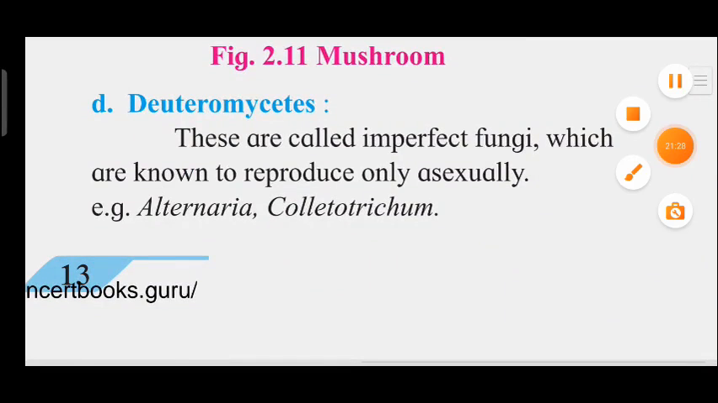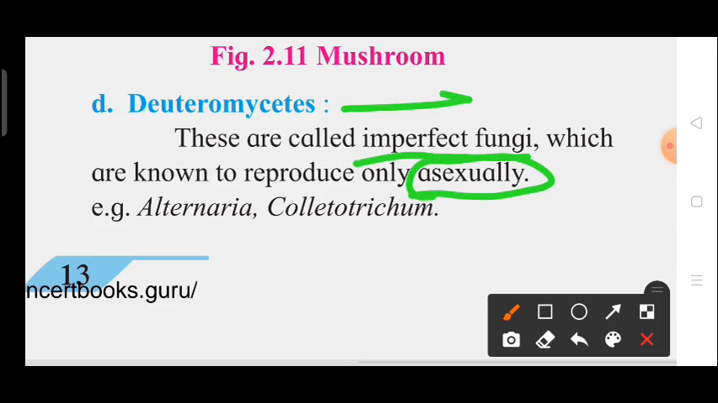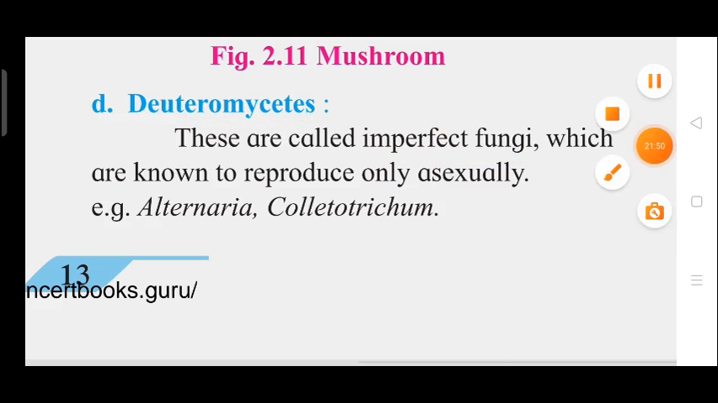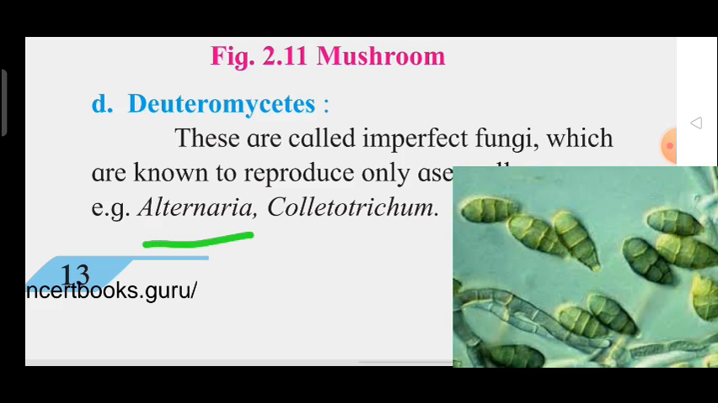Then the Deuteromycetes. Deuteromycetes are called imperfect fungi, which are known to reproduce asexually. Okay, we know that fungi show sexual as well as asexual types of reproduction, but Deuteromycetes show only asexual reproduction, and the examples are Alternaria and Colletotrichum.